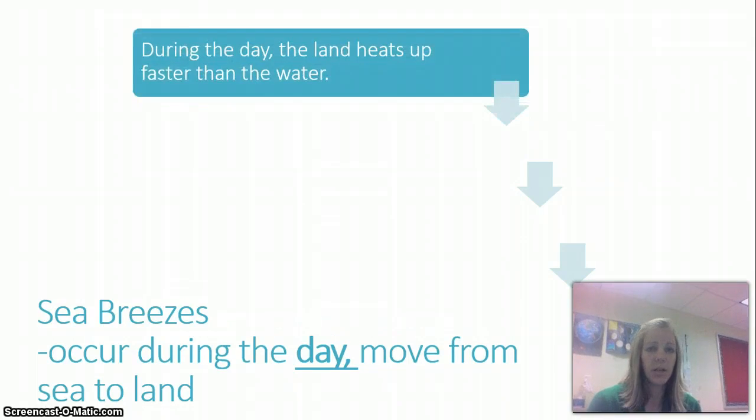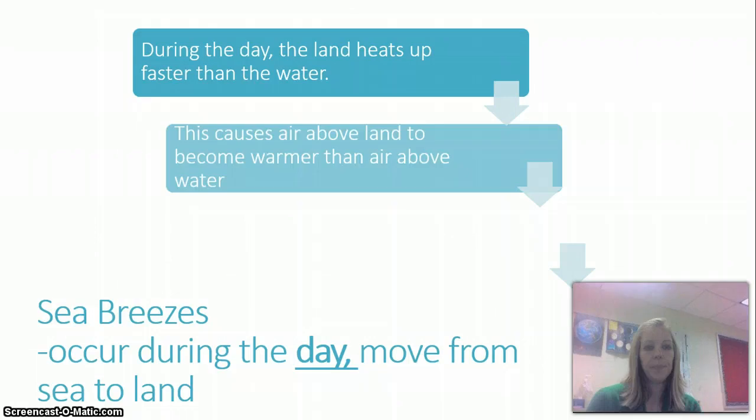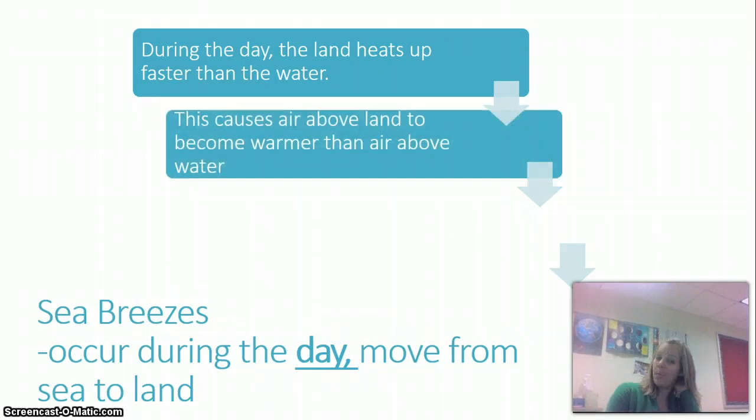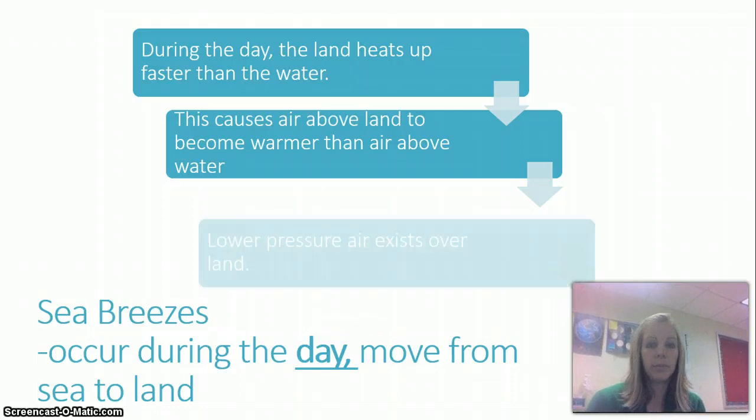So let's get started. During the day, the land heats up faster than the water. We demonstrated this with the sand and water on the overhead. You guys noticed that the sand representing the land of Earth heated up much quicker than the water. So because of that, the air above the land is going to also receive that heat from the land faster. And so therefore the air over the water will be cooler, the air over the land will be warmer.